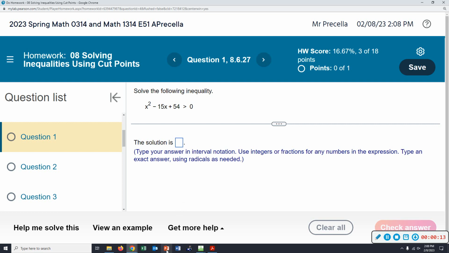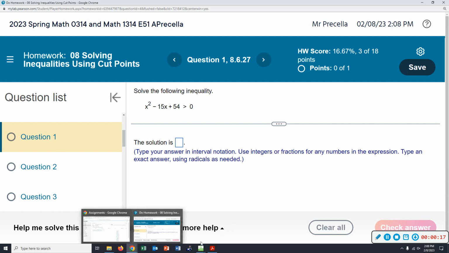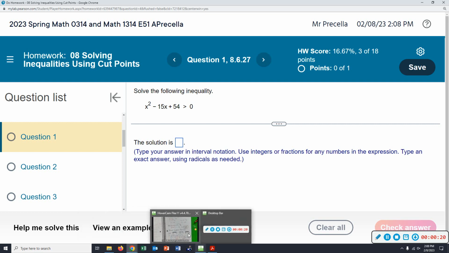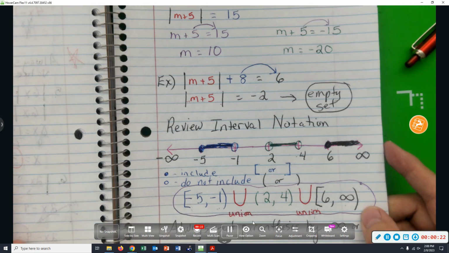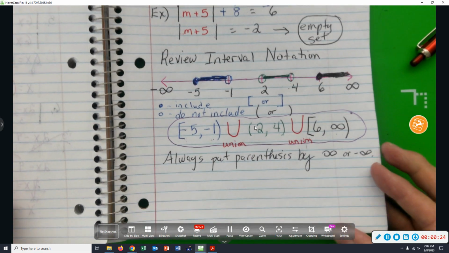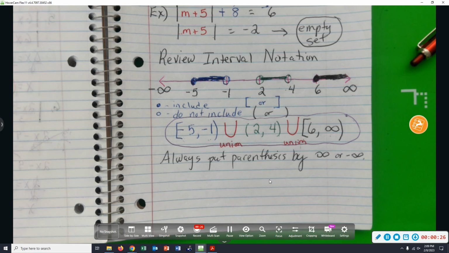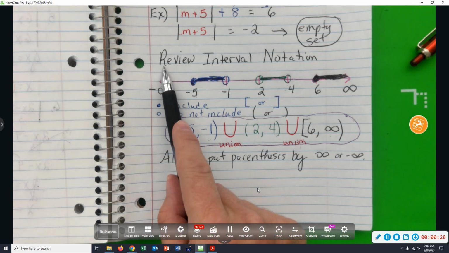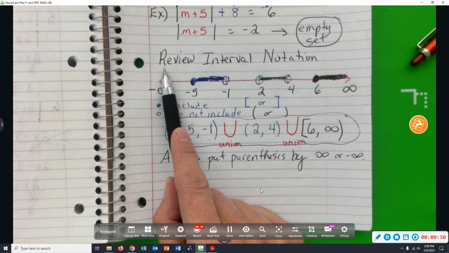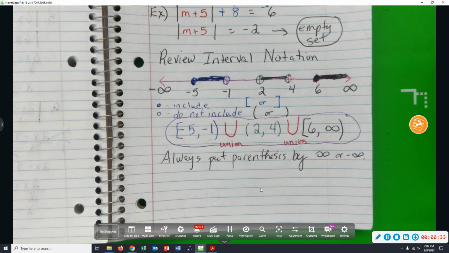Today we're looking at solving inequalities using cut points, also known as the cut point method. And it's one of my favorite assignments in this course, believe it or not. Before we actually start that, let's review, just make sure y'all remember something we did at the very end of class last time. This review, I say review, somewhere along the way you saw it, you may not remember it then.